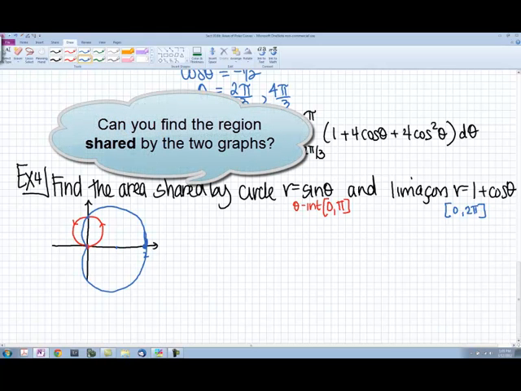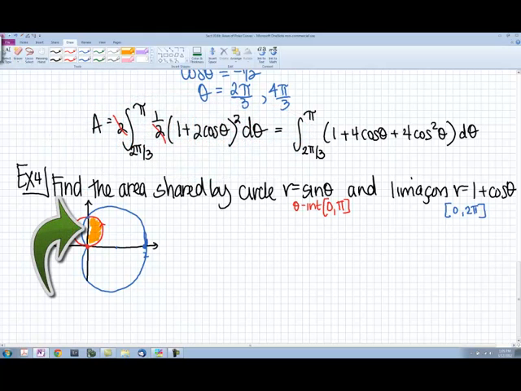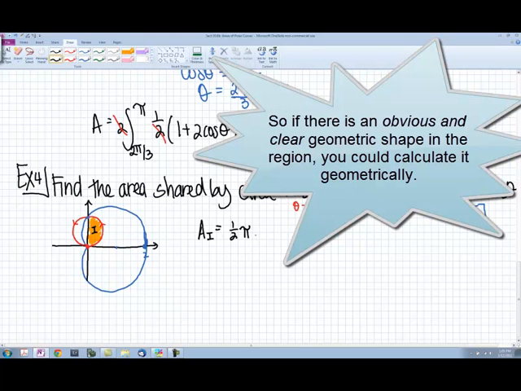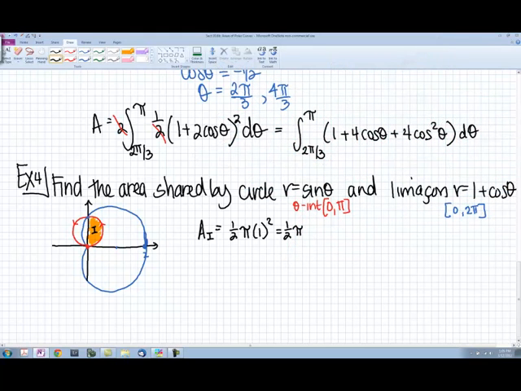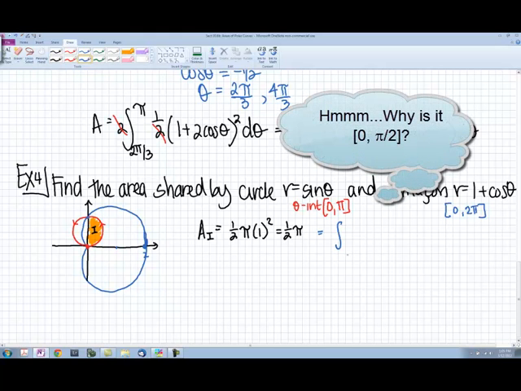So I want the area of the region shared by the two. Look at this section just in here. That section is a semicircle. It is half of a circle with radius 1. 1/2 of 1 squared times pi will be 1/2 pi. Could we have set that up as an integral? Sure. That would be the integral from 0 to pi over 2 of 1/2 r squared d theta.